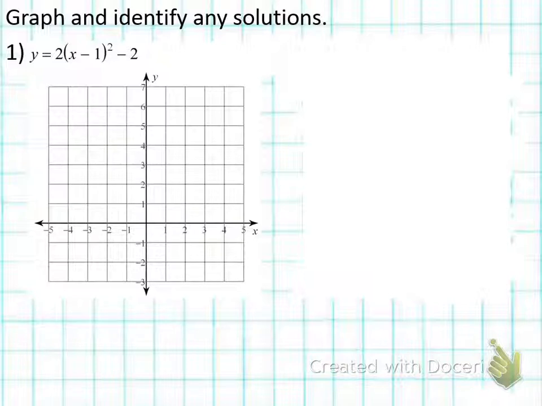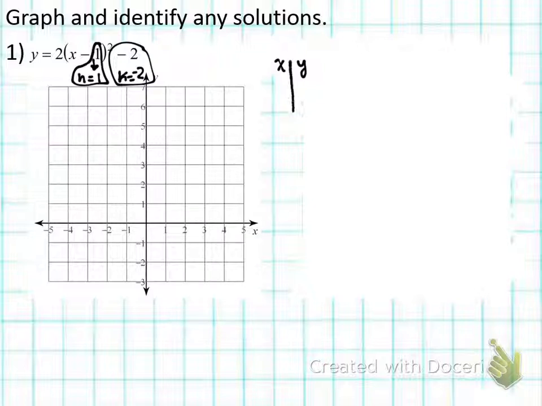The first thing I want to do is make sure it's in vertex form. It already is in vertex form, so our h is equal to 1, and our k is equal to, I'm sorry, negative 2. So h is 1, because that negative sign needs to be there, and k is negative 2. I'm going to use that to start my x and y chart, because that's my vertex. That's where it's going to be plotted. So 1, negative 2, this is where my vertex is supposed to be right here.